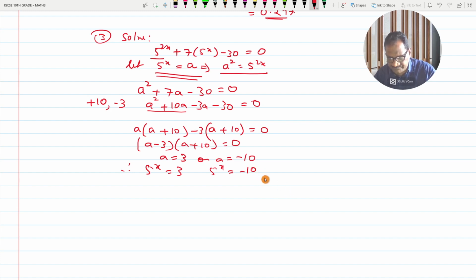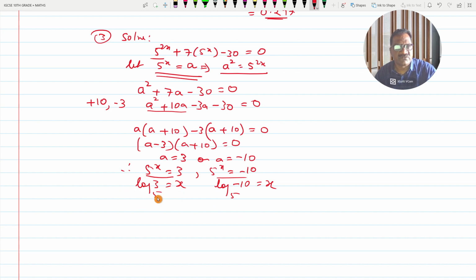Okay, now this I'm going to convert into a logarithmic form. So log of 3 to the base 5 equal to x, and here I can write log of minus 10 to the base 5 equal to x. Okay, these are exponential forms and these are the corresponding logarithmic forms, right?